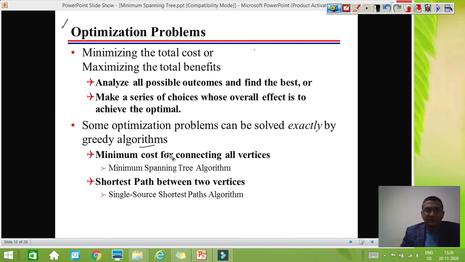Now, what are these problems? Problems like finding the minimum cost of connecting all vertices, which you call a minimum spanning tree. In the upcoming classes, we are going to talk about the minimum spanning tree in detail. We have two very popular algorithms for finding the minimum spanning tree. One is called Prim's method and the other is called Kruskal's method. Both these algorithms are based on the greedy method, and they will give you the best or optimal solution. There is another problem called the shortest path between two vertices. If you are interested in finding the minimum distance between two locations or two positions, then also we can use the greedy method and it will give you the best solution.